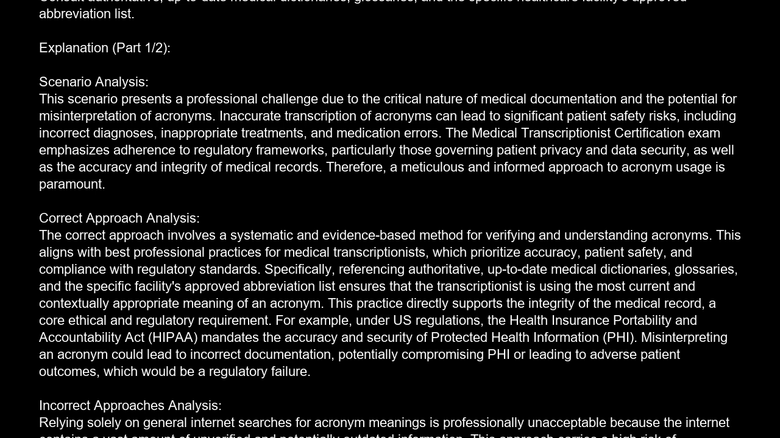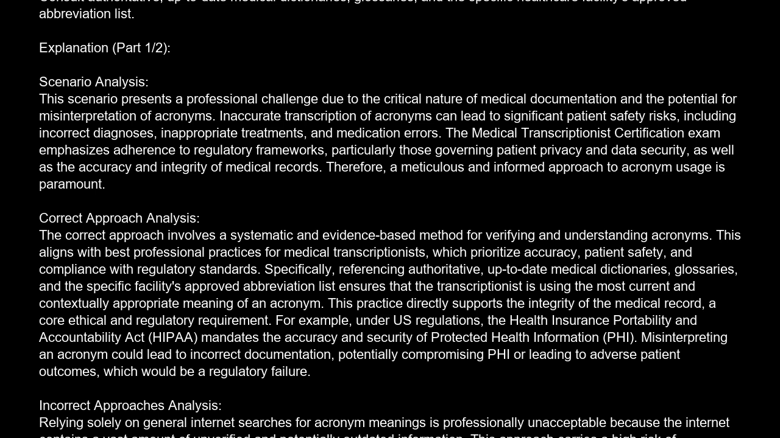and medication errors. The Medical Transcriptionist Certification Exam emphasizes adherence to regulatory frameworks, particularly those governing patient privacy and data security, as well as the accuracy and integrity of medical records. Therefore, a meticulous and informed approach to acronym usage is paramount. Correct approach analysis. The correct approach involves a systematic and evidence-based method for verifying and understanding acronyms.